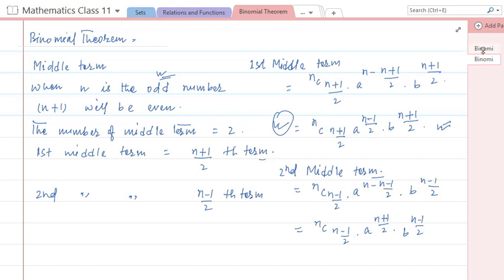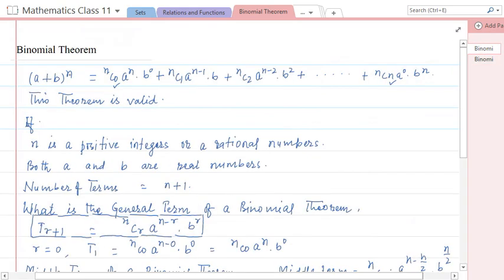Once again, we see here. This is the first page. This is the expansion of the binomial theorem. If we consider this one, then this is the coefficient of the first term. This is the coefficient of the second term. This is the coefficient of the third term, and this is the coefficient of the (n plus 1)th term.